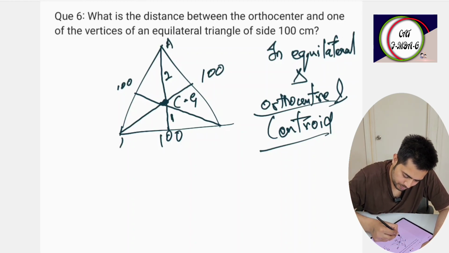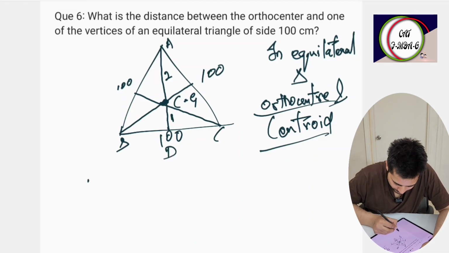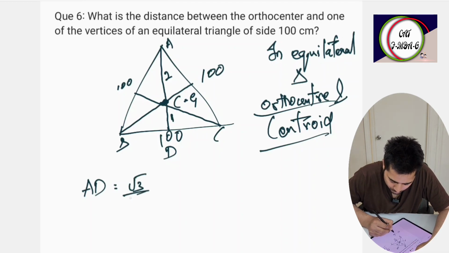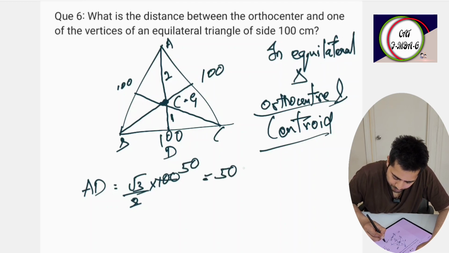So A, B, C, and also this is D. We know that in the case of an equilateral triangle, AD, the altitude or median, is given as root 3 by 2 into the side length. So this is 50 root 3.